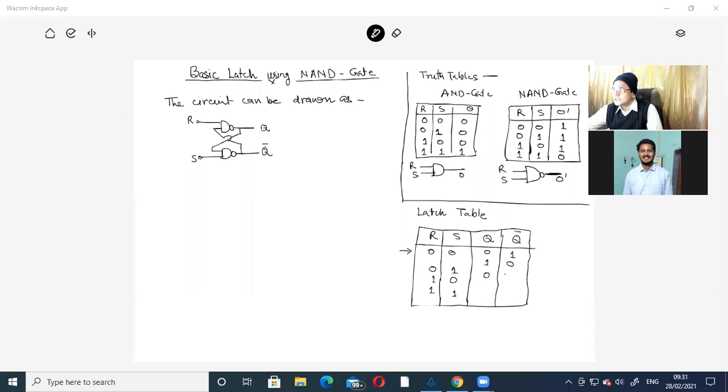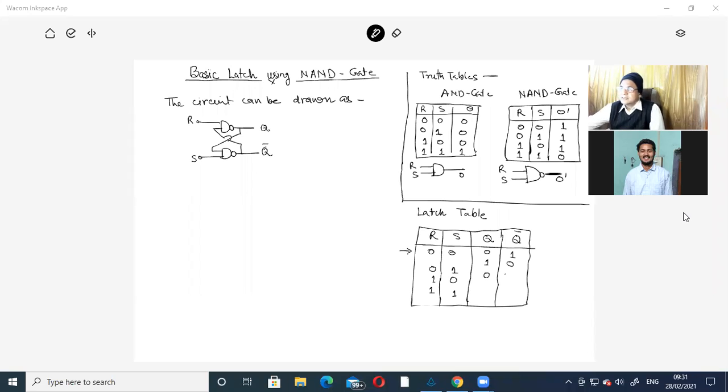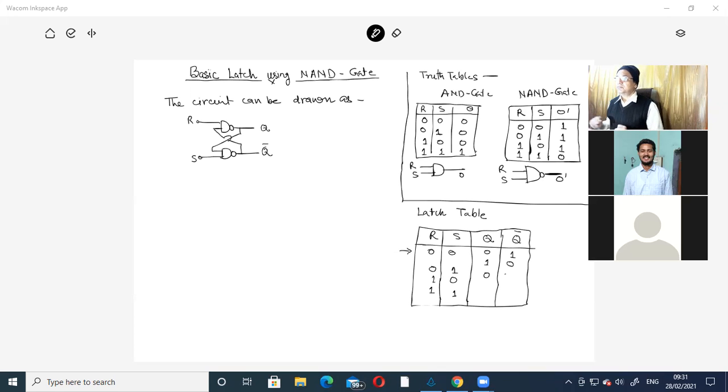So today I'd like to discuss the basic latch using NAND gate. Yesterday we studied the same thing using NOR gate. So these are two universal gates, NOR and NAND. We will discuss the latches using NOR gate and NAND gate, and then the SR flip-flop, by differentiating them.